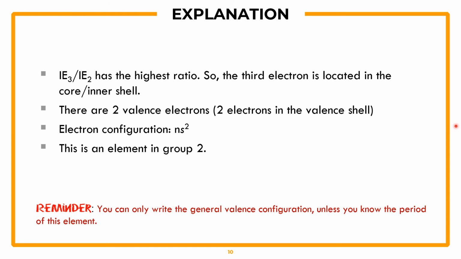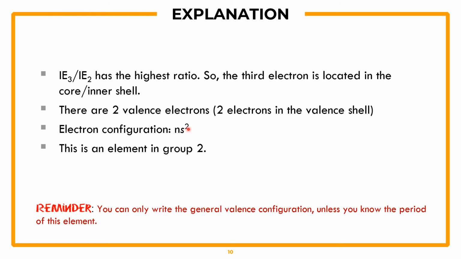So di sini, kenapa awak tak boleh tulis full electron configuration? Because we didn't know the period. Kita tak tahu elemen ini berada pada period yang keberapa. So, you tak boleh tulis full electronic configuration. Instead, you boleh tulis valence electron configuration like this.